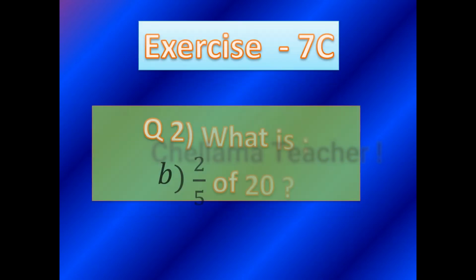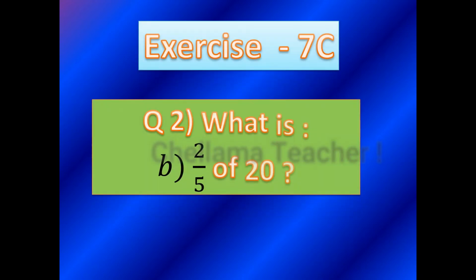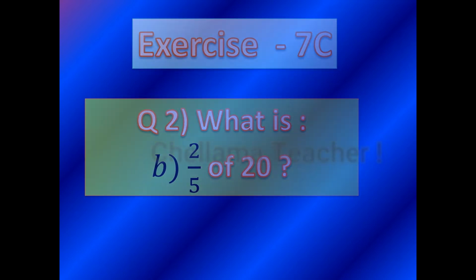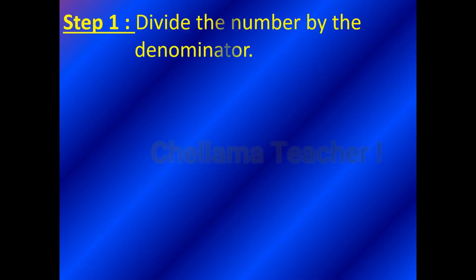Question 2, part B. What is 2/5 of 20? Step 1. Divide the number by the denominator. So here 20 is the given number. So 20 divided by the denominator 5. The quotient is 4.